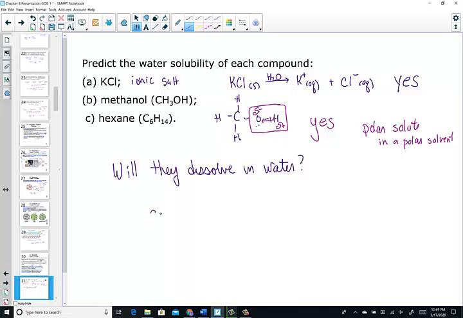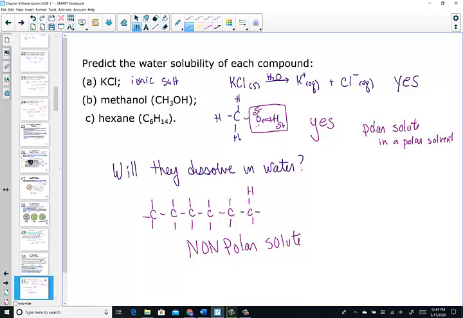And letter C, we have hexane. This is a 6-carbon chain. 1, 2, 3, 4, 5, 6. The hydrogens are placed then to just fill the 4-bond requirement of each of those carbons. Each one of these leads to a hydrogen, of course. This is a nonpolar solute.